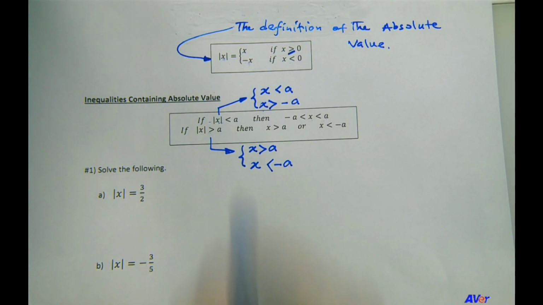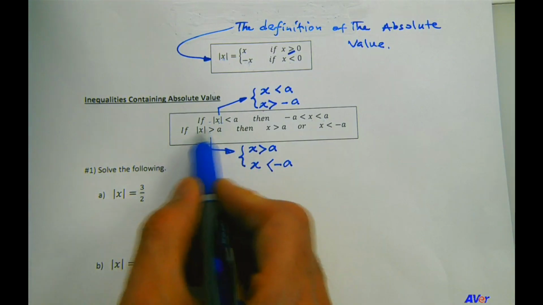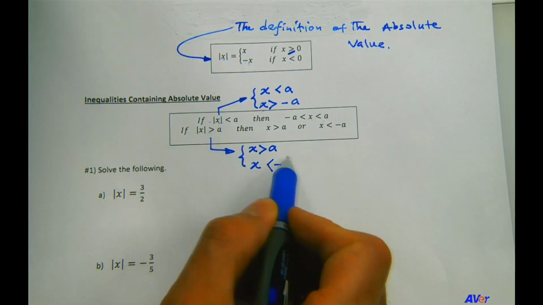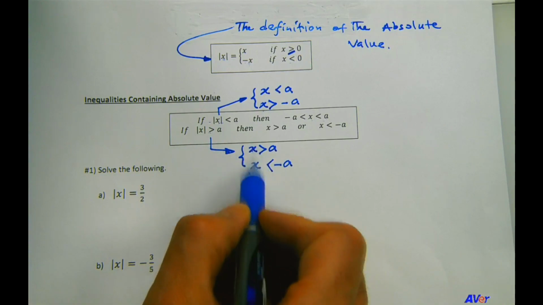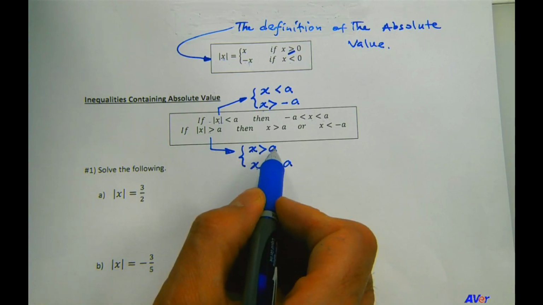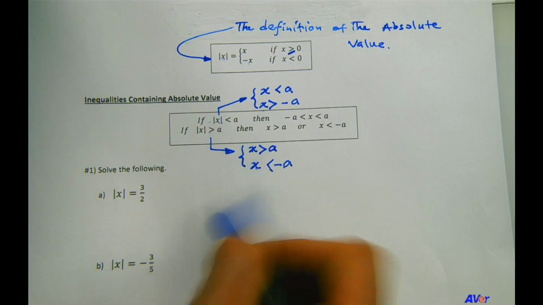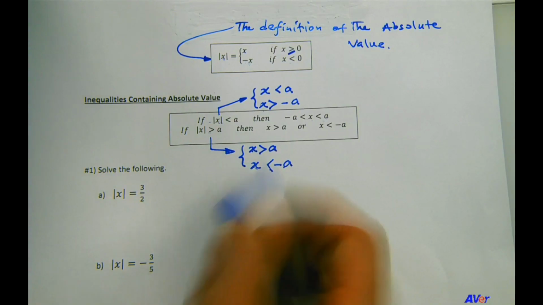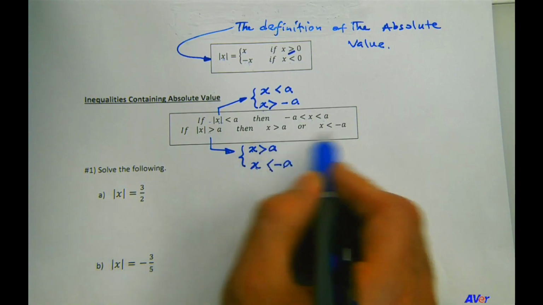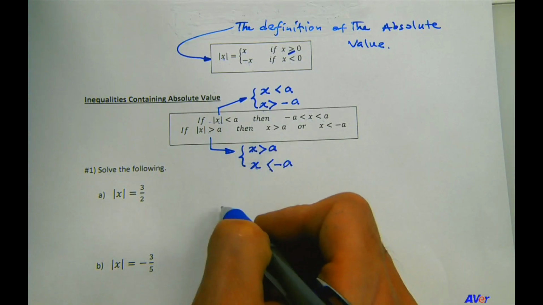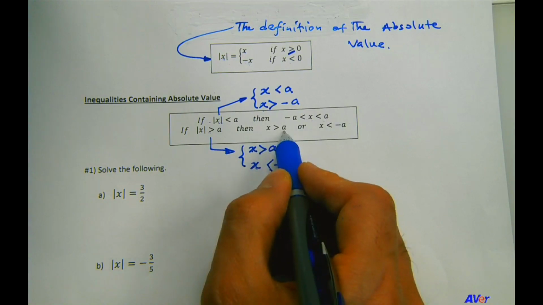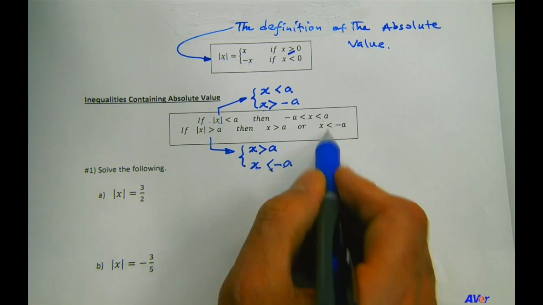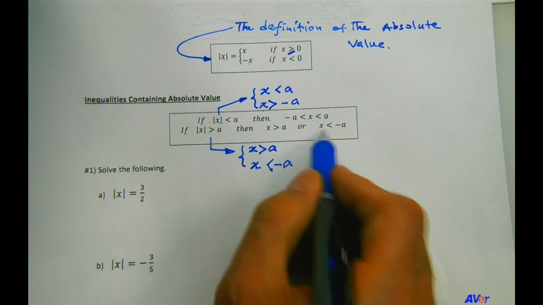Okay? So compare this with that. The absolute value bars are gone. But instead, what do we have? We have two solutions. X greater than positive a, x less than minus a. Okay? But compare this with what I have in the box. Isn't that the same thing? X greater than a, or x less than minus a.